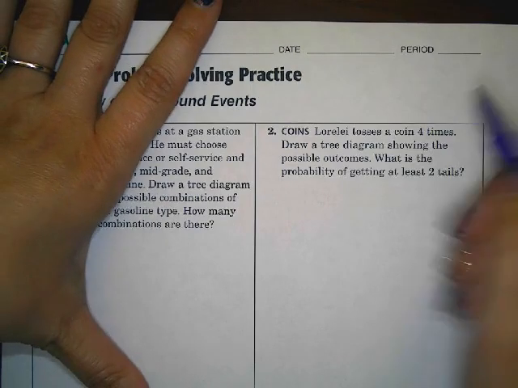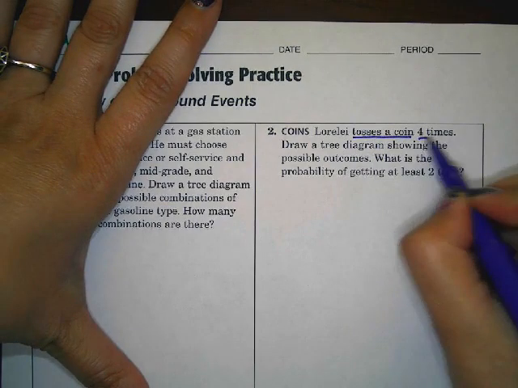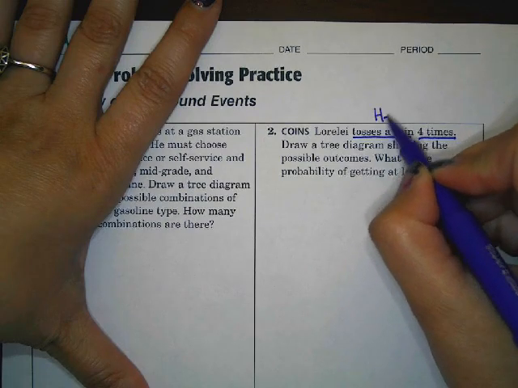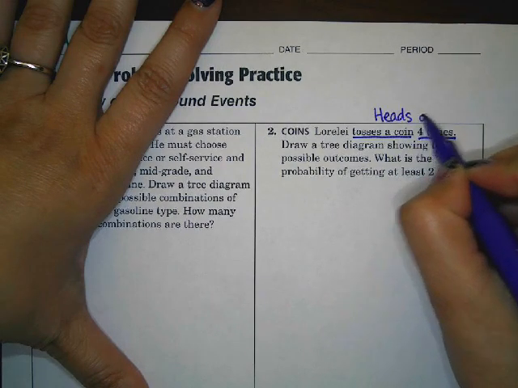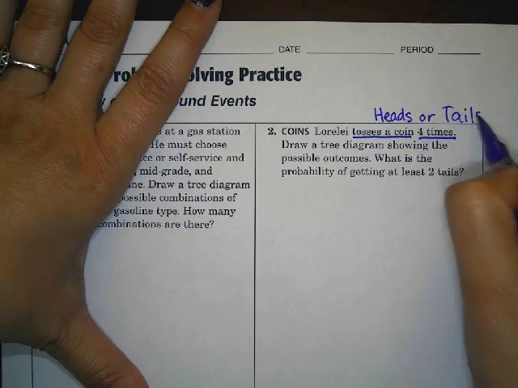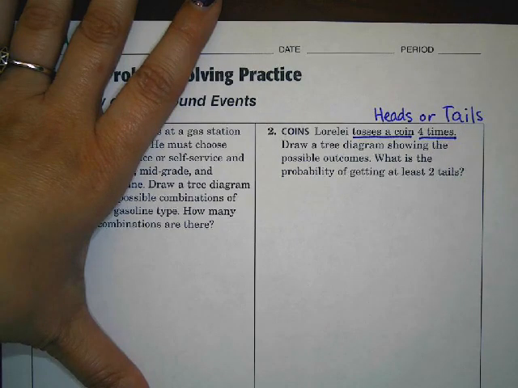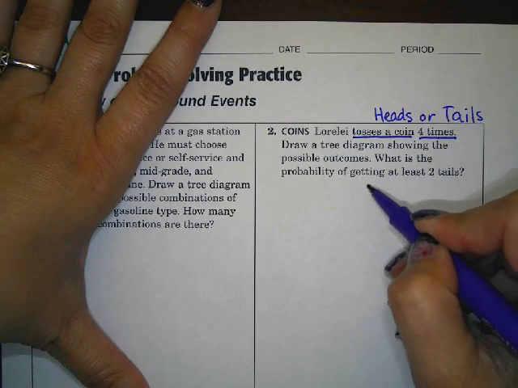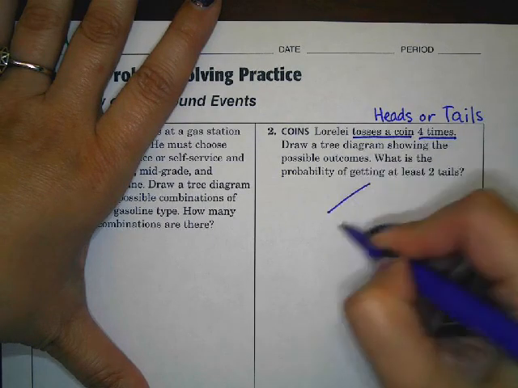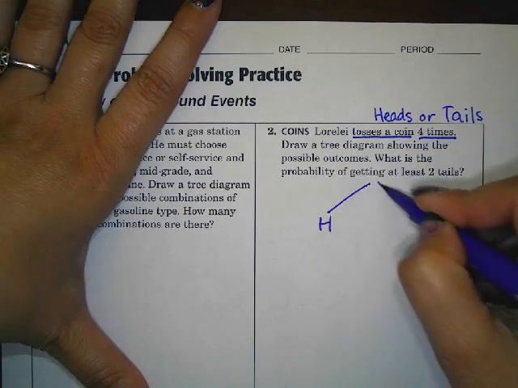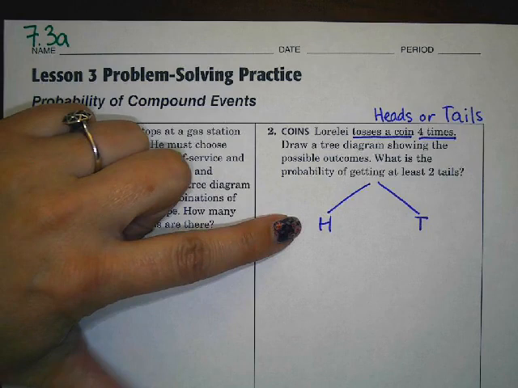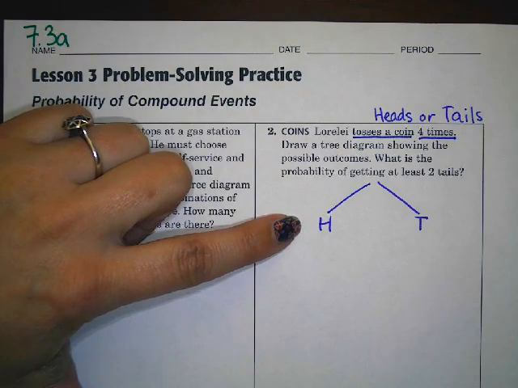So she's tossing a coin 4 times. Tossing a coin gives us 2 outcomes. It's either going to be heads or tails. But then we're repeating the process 4 times. So the first thing we're going to have is our 2 possibilities. So we have a possibility of heads. I'm going to put an H for heads and a T for tails. So that's the first time that we flip the coin.